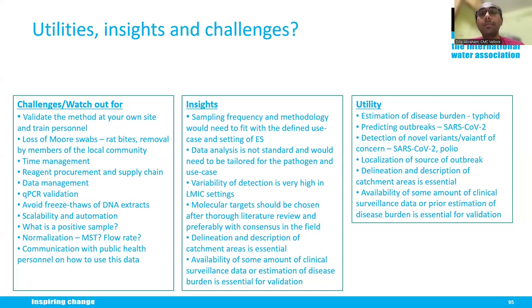So all of this needs to be taken into account: time management, reagent procurement. Supply chain is another issue. Over the pandemic, most of us in LMICs have become kind of cynics when it comes to supply chain. We know that we are at the fag end of the supply chain, and we should learn how to deal with that. We need to plan accordingly.